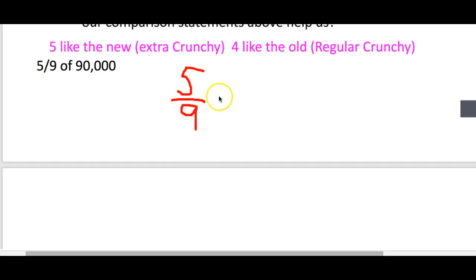Of means multiplication. And so you can write multiplication with a dot, 5/9 · 90,000. Now, do you remember how to do multiplication of fractions? You learned it last year.